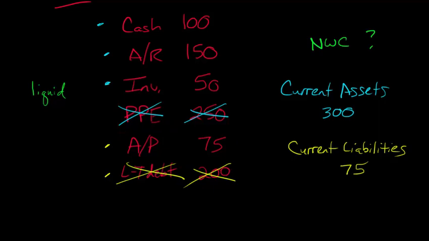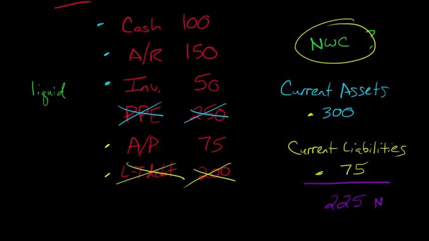So we've got 75. Now all we do to calculate this net working capital is just take this 300 and subtract the 75. So that's going to give us 225 as our net working capital, and that's our measure here of the liquidity of this firm.